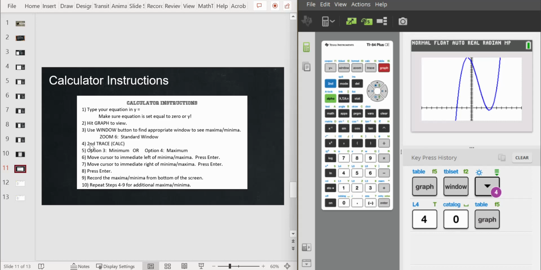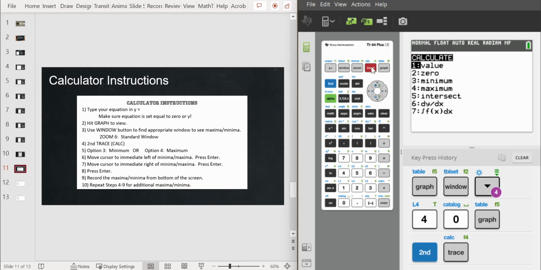So step 4, I'm going to click the second trace. So I'm going to click second and then trace. It's right beside graph. And I'm going to first identify our minimum, so I'm going to arrow down to the minimum. Now, you could do the maximum first, but I'm going to do the minimum first.